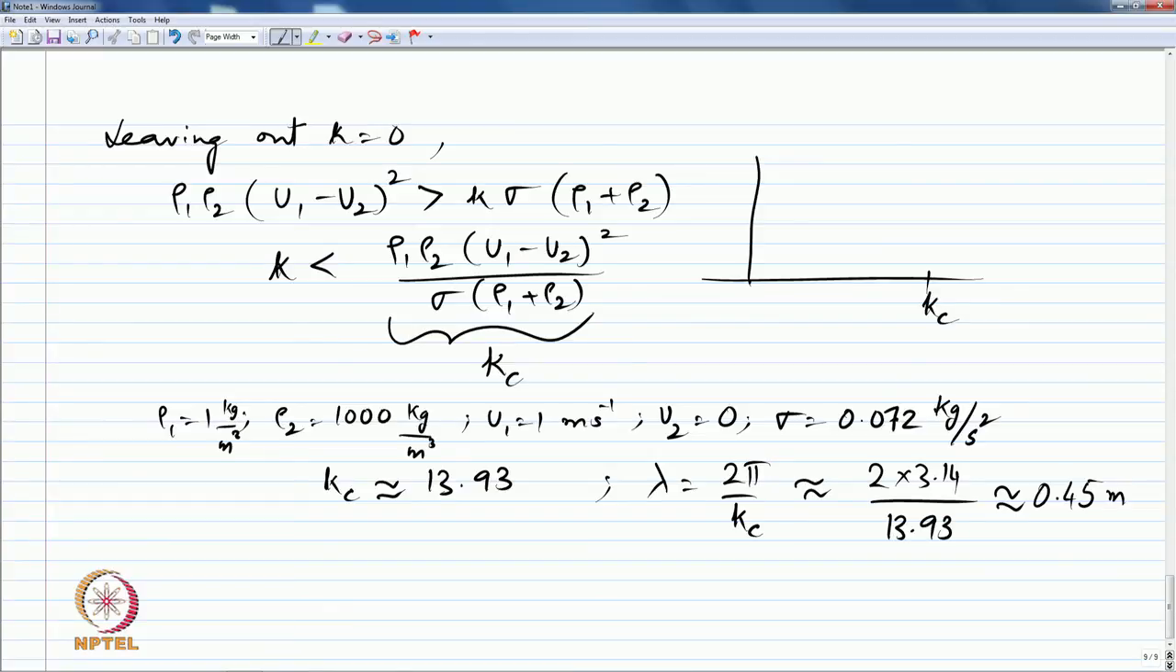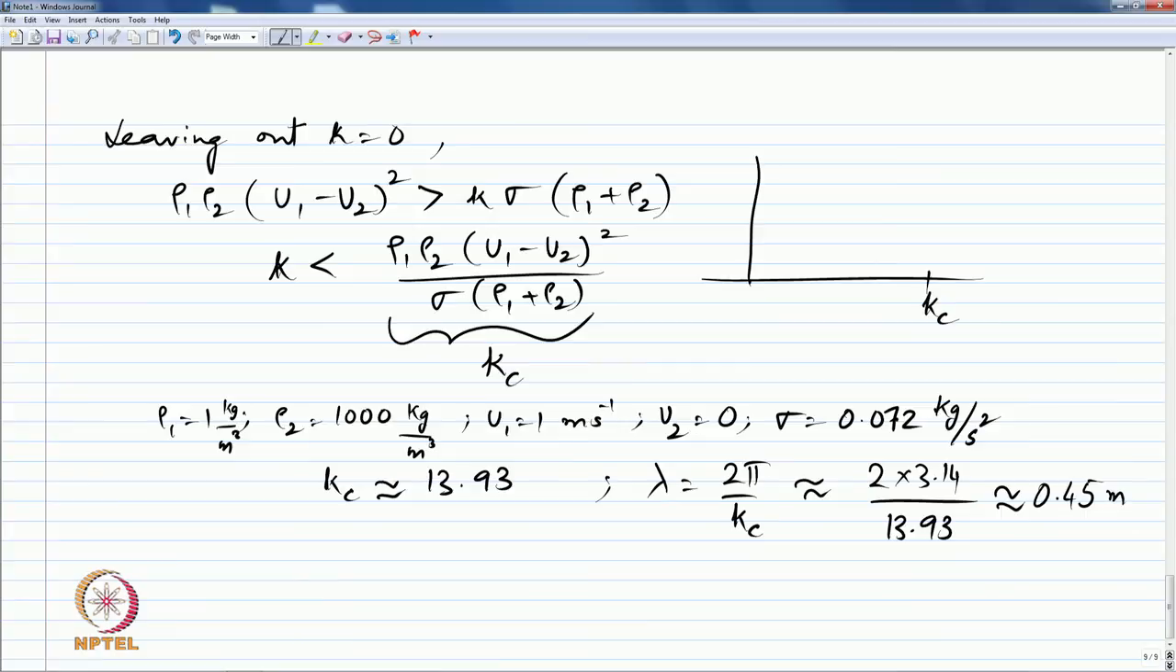Now remember, this is the lambda cutoff, that is, you will not see waves shorter than 0.45 meters. That is the meaning of lambda cutoff, k cutoff being 13.93.